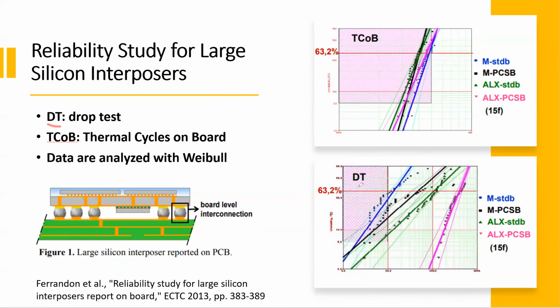DT is called drop test. Here, you simply drop it from a certain height, like 1 meter, according to the spec. And then the thermocycle on board, this is probably the most important one. After you attach it, you thermocycle. And sometimes you are bound to see failure, and that failure is not within your control, but within the guideline or the spec.